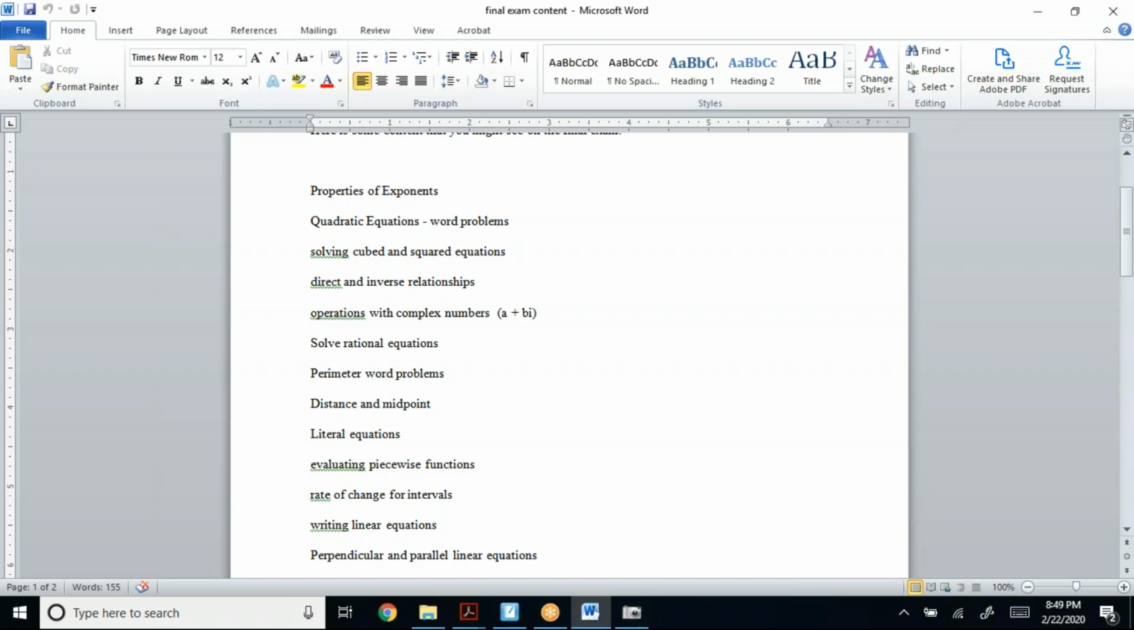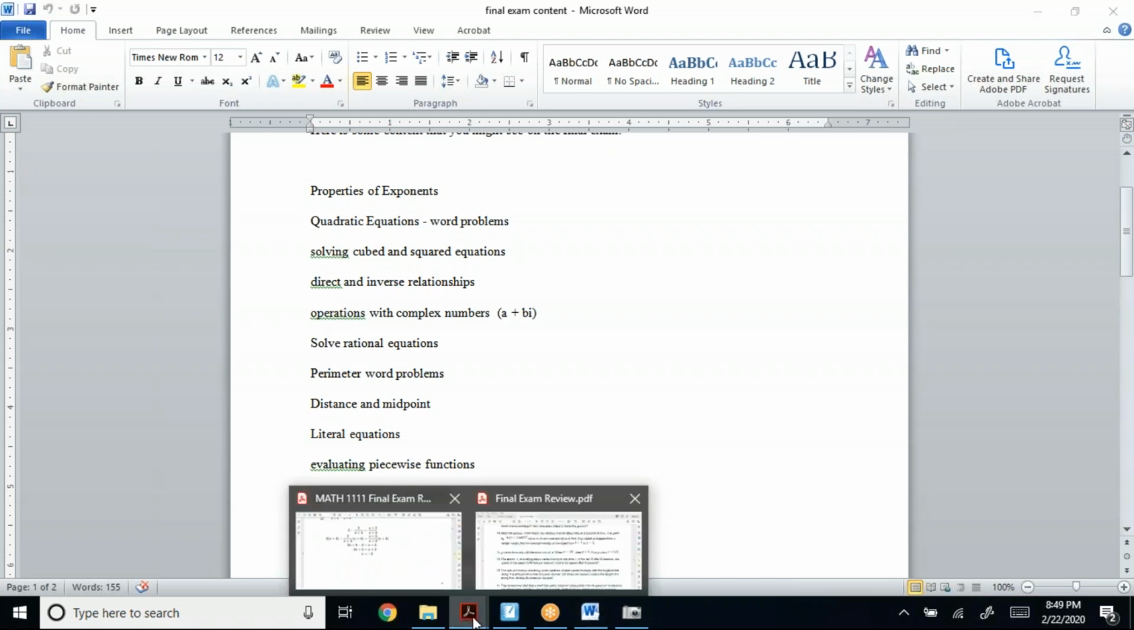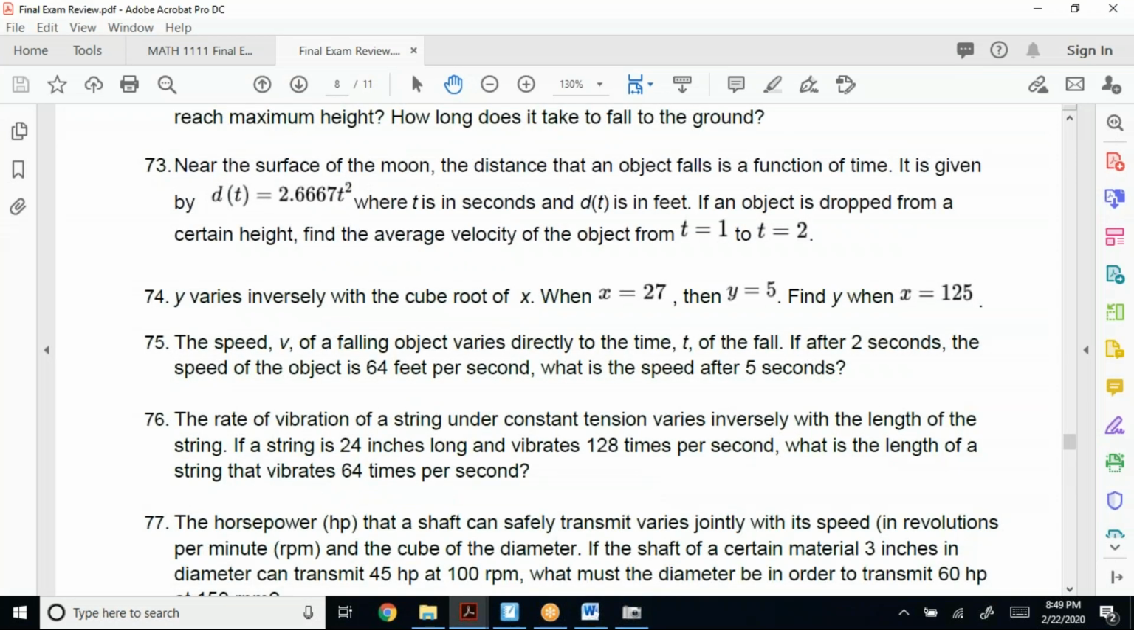Rate of change for intervals. 73 is a really good problem for that. Here's a formula. Find the average rate of change or the average velocity from t equals 1 to t equals 2, right? So really what you're saying is find the rate of change. Those T1 and T2 right here on 73 are actually x values. So you'd have to plug them in and get the outputs and then find, of course, the rate of change.